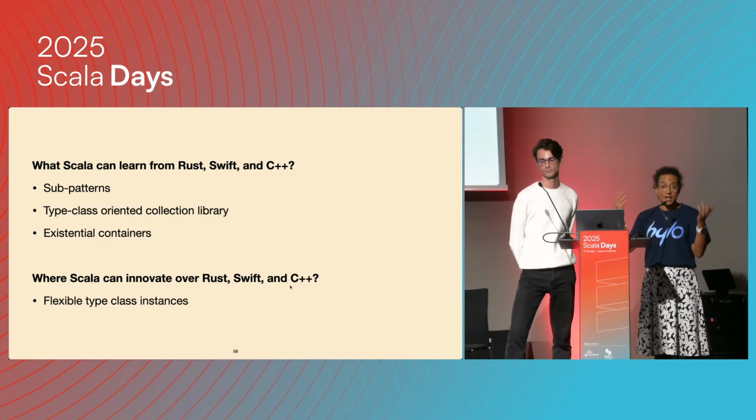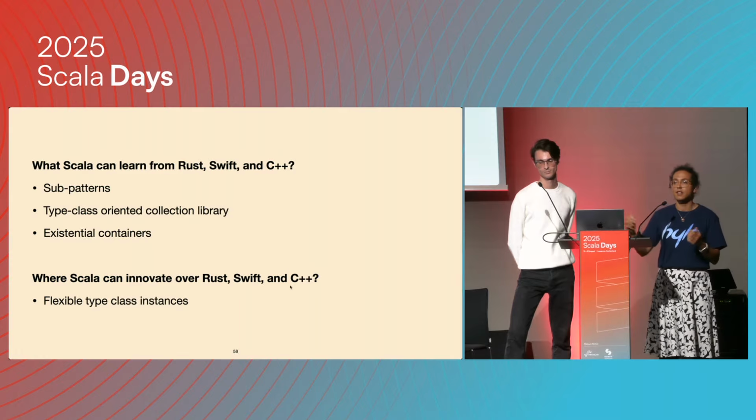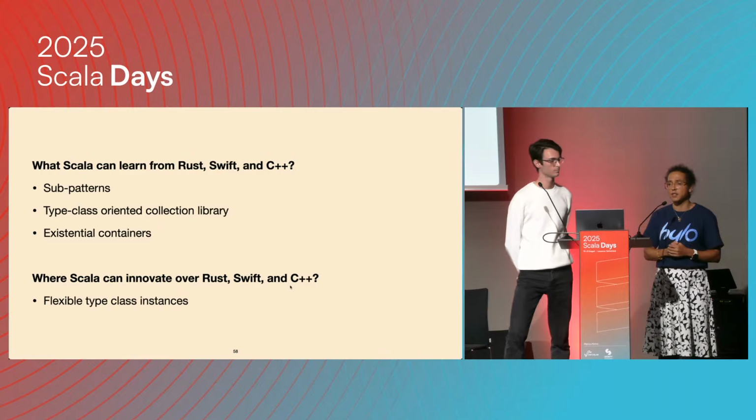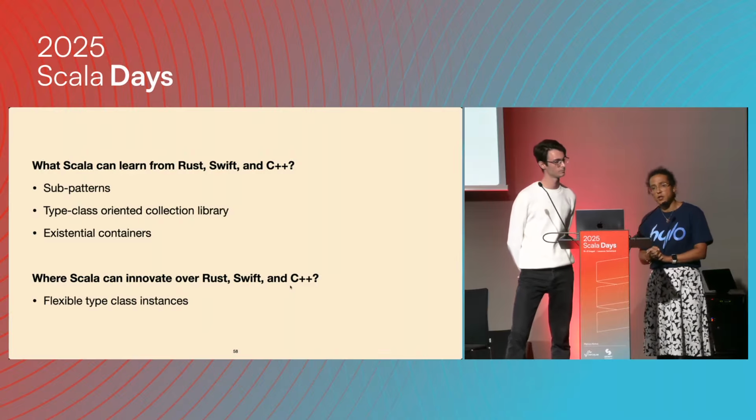And what can we innovate? Well, there is this problem with the type class instances and the associated type that Eugene has mentioned. And I think this is actually deserving a little more investigation, even from an academic side.